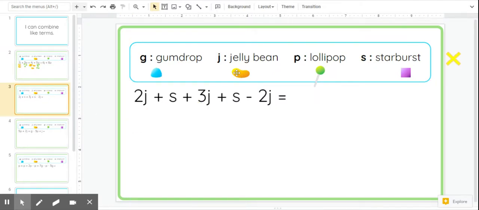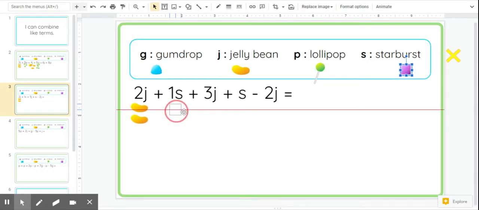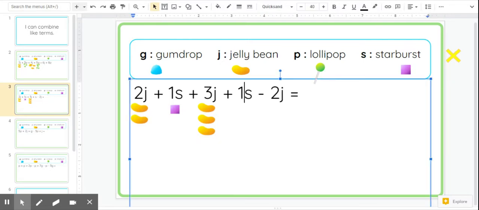Again, we're going to start with 2 jelly beans. Then it says plus S. There's no number in front. If we need to add a starburst, that's the same thing as adding 1 starburst. So if there's ever not a number in front, you can put a 1 there. And 3 more jelly beans. And a starburst. So again, if we're missing the number, we can put a 1 there.